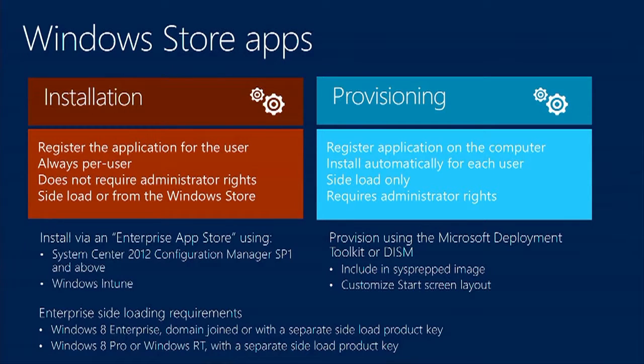That's provided automatically with software assurance with Windows 8 Enterprise, Windows 8.1 Enterprise. If you're running another OS like Windows 8.1 Pro or Windows RT, enabling sideloading does require installing a separate sideload product key. That sideload product key is provided for free as part of the software assurance benefits.